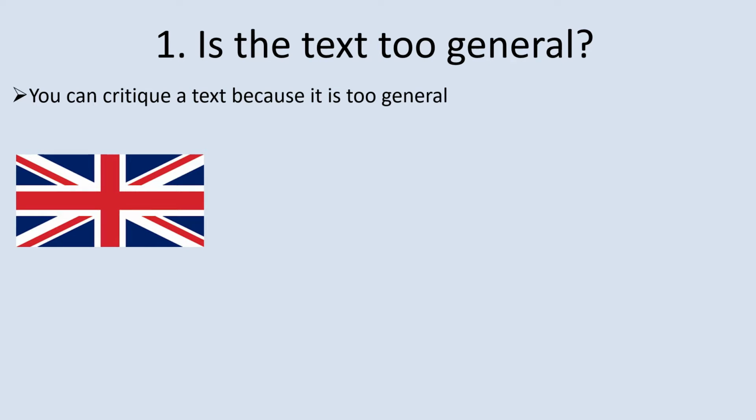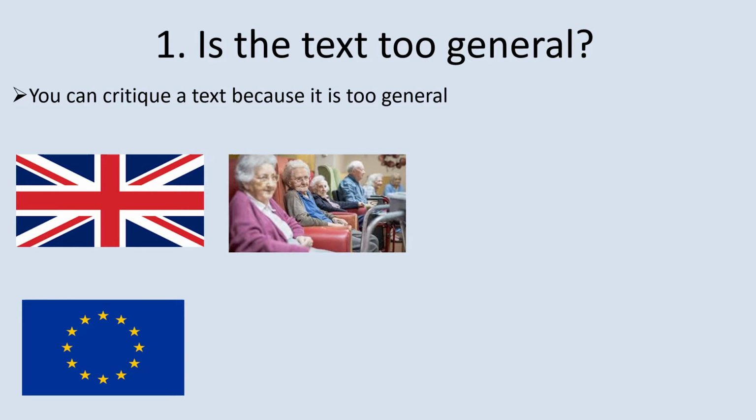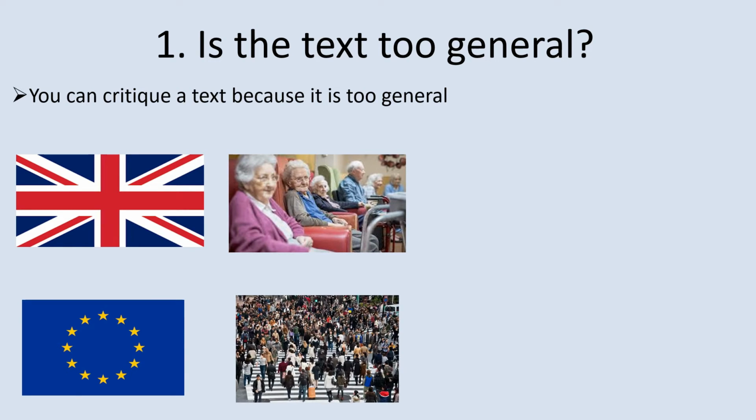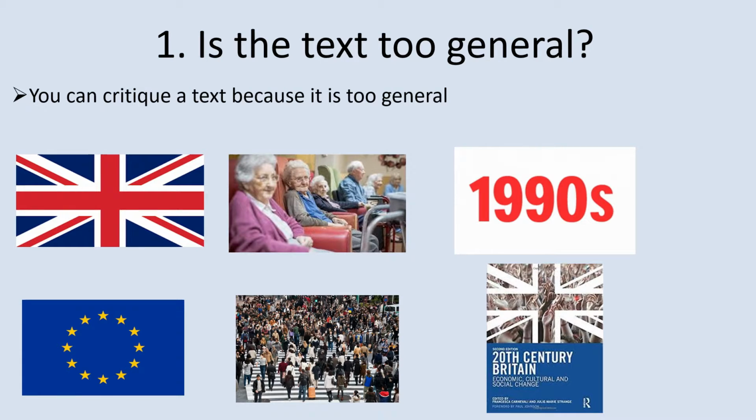For example, if your assignment topic is focused on the UK, you can critique a text that looks at the whole of Europe. If your assignment topic is focused on older people, you can critique a text that looks at the whole population. If your dissertation topic or assignment topic is focused on the 1990s, you can critique a text that looks at the whole 20th century. Broad approaches are not helpful because the focus is too broad.